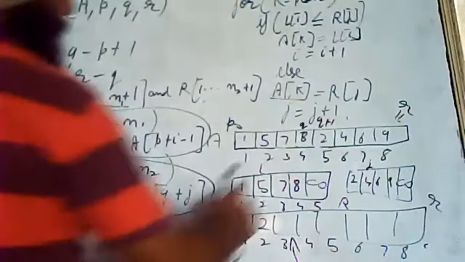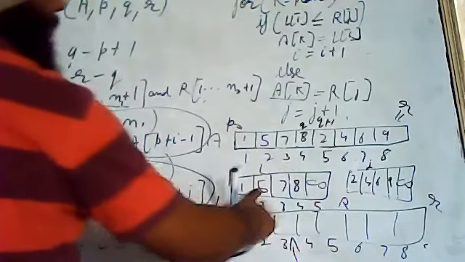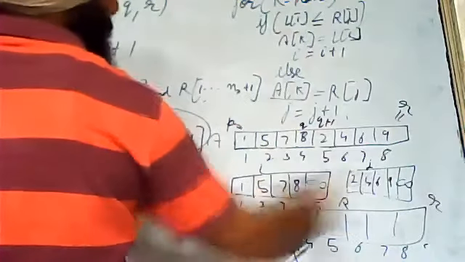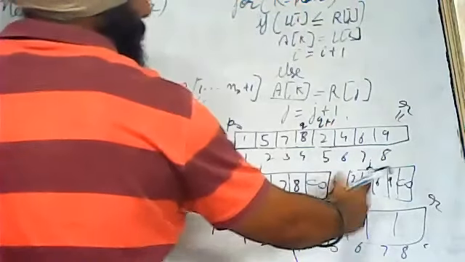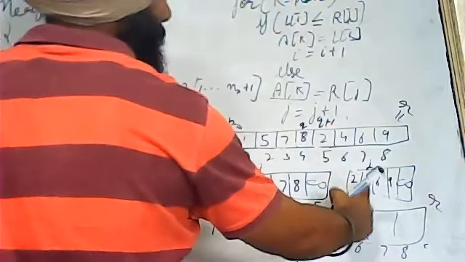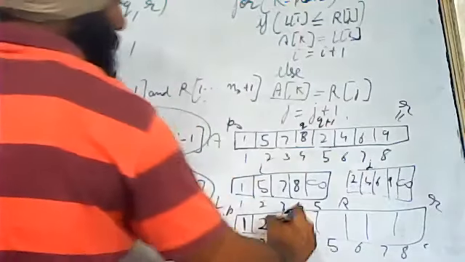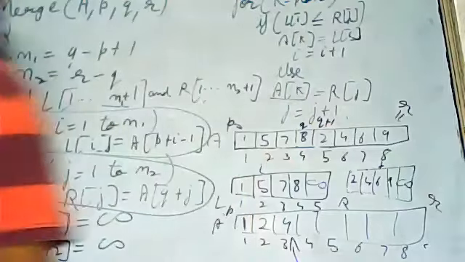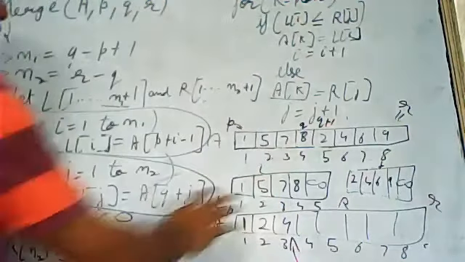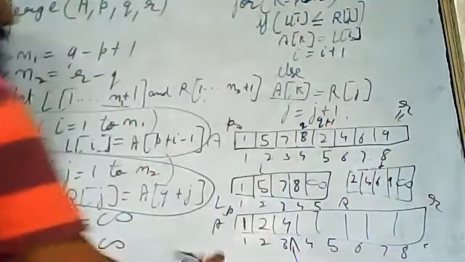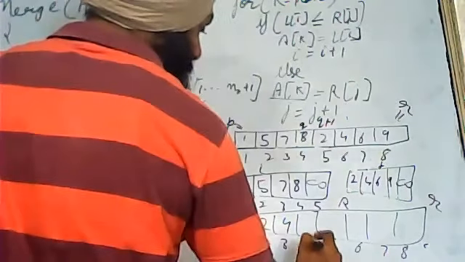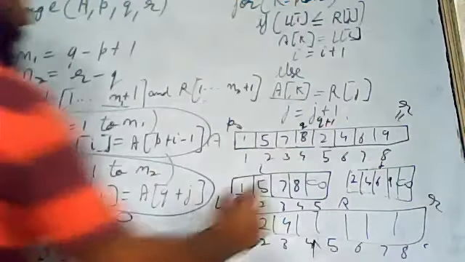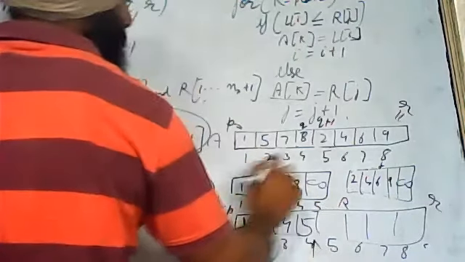Which element? Whichever is smaller. So the left subarray and right subarray will be compared. Which one is smaller? This right subarray element, that is 4. This one is smaller, so this will get copied here and J will get incremented. Now again comparison will be done. So this one is smaller now. In this case, the left subarray element is smaller, and P will get incremented because we are doing the next iteration. So 5 will get copied here and I will get incremented.